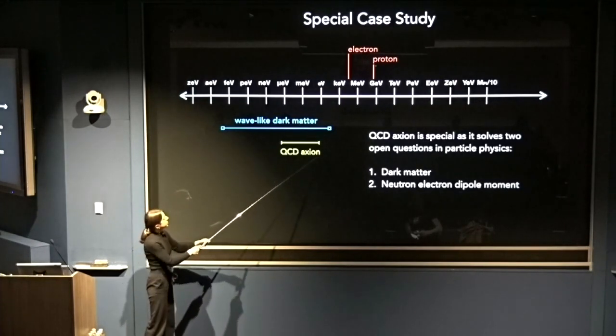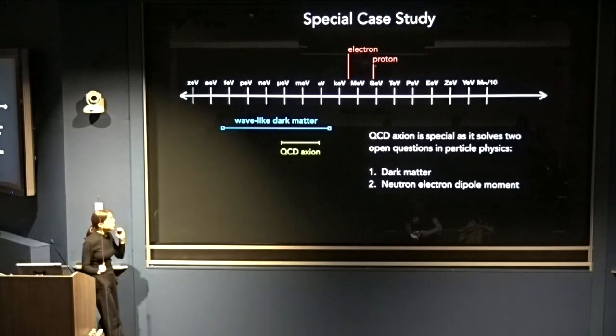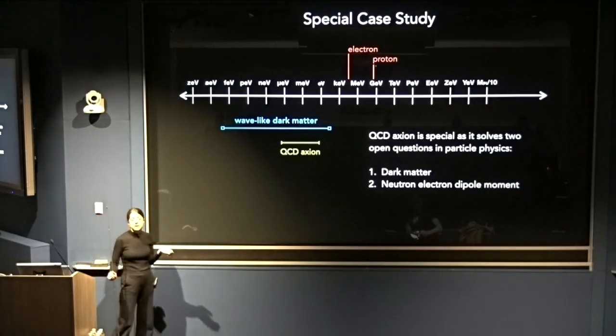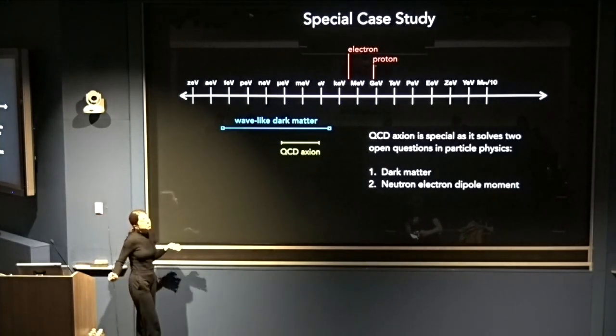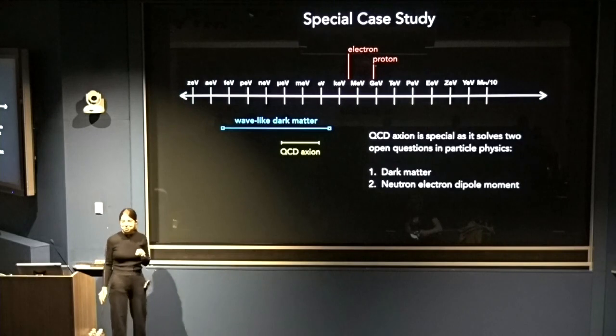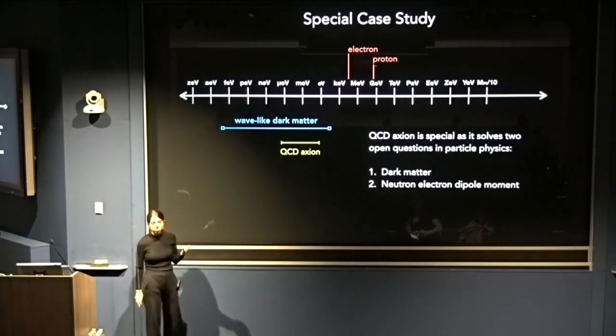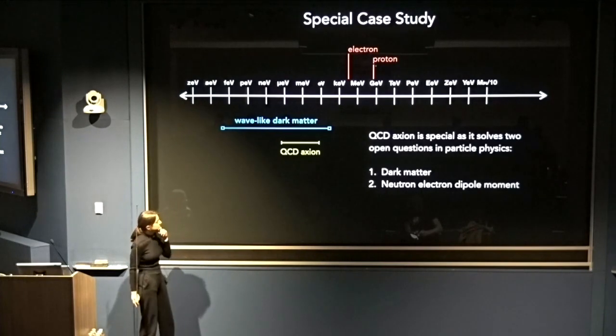And this range here is where there's a very well-motivated candidate called the QCD Axion. And it's so well-motivated and of such theoretical interest that I thought it deserved its own special section in the middle of the talk to explain to you what the motivation for this candidate is.